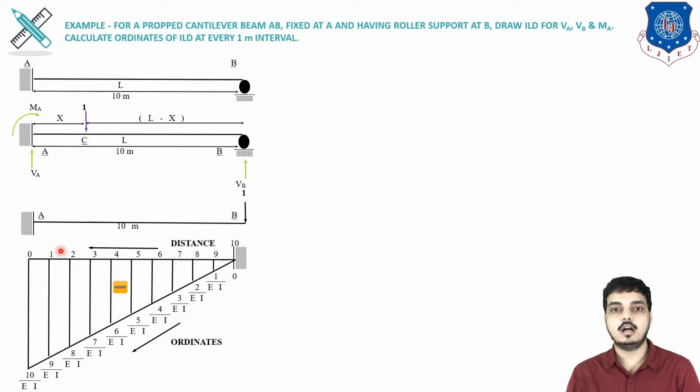We will be drawing a conjugate beam bending moment diagram. Here you can see, it is a 1 unit load. 1 multiplied by 10 equals 10. So at point A, the bending moment will be 10. Note that here I have made 1 meter intervals. In the question it is given to calculate ordinates of ILD at every 1 meter interval. Means we have to find out this bending moment at every one point. Means 1 into 1, 1 into 2, 1 into 3, 4 and so on till 10. So every 1 meter interval we have to draw this bending moment diagram.